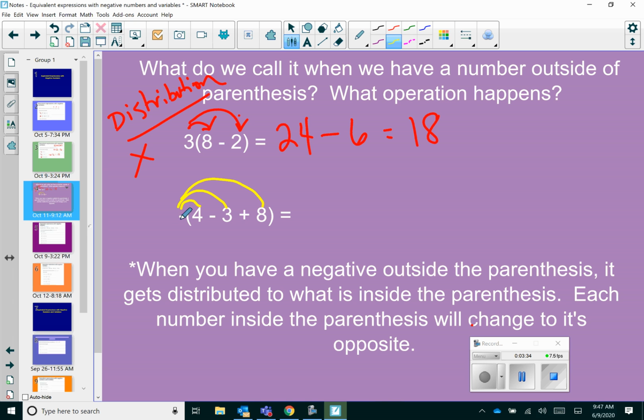So think about it. Negative 1 times 4 is now a negative 4. A negative 1 times a negative 3 is now a positive 3. And then a negative times a positive 8 is now a negative 8. So all that happens when you distribute that negative is that everything on the inside gets turned to the opposite side. So let's try an example of this.